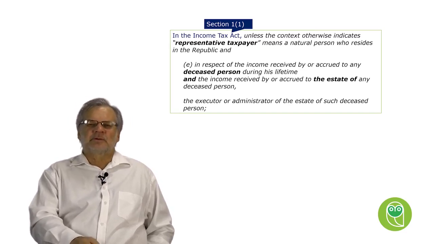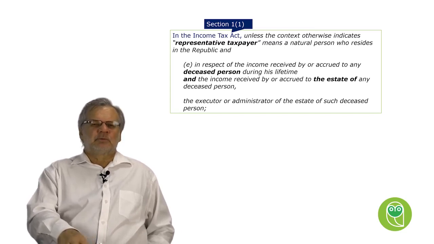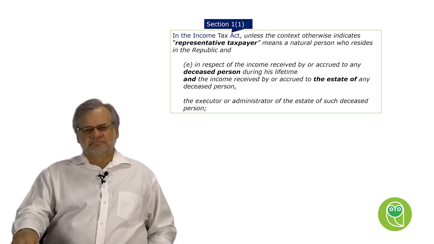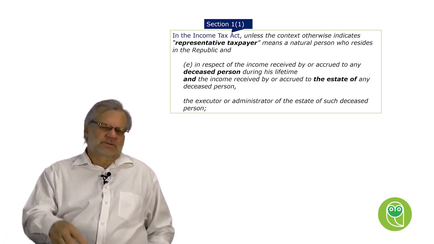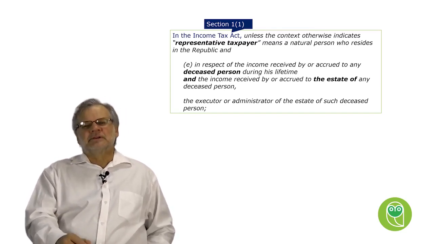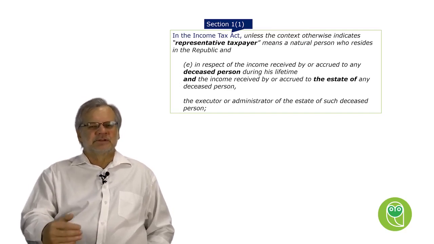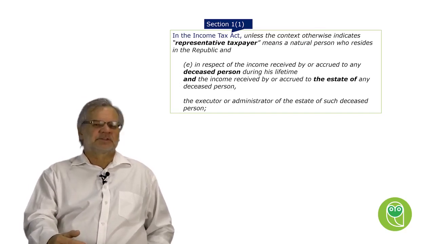We often find now that people are appointing family members as executors, and then we find that the family member has immigrated or is now permanently residing in Australia, New Zealand, wherever it is. You need a representative taxpayer who resides in the Republic, so has an address in South Africa, and that person can be appointed as a representative taxpayer.